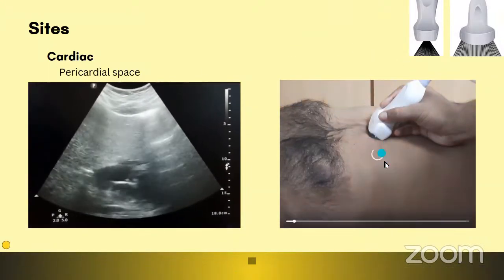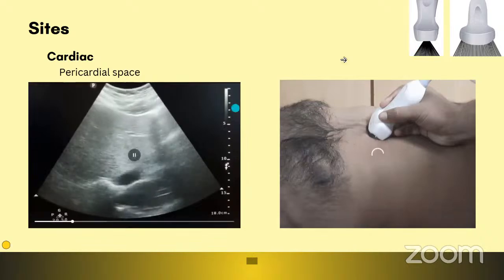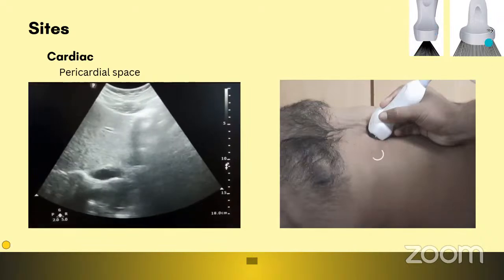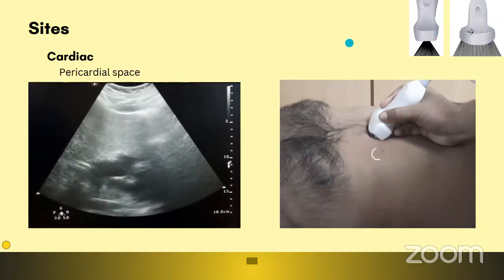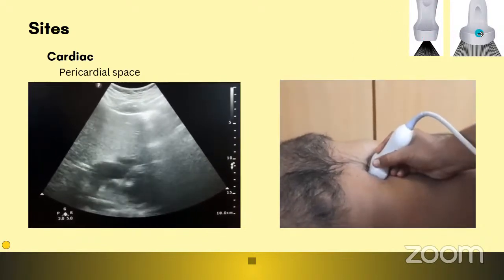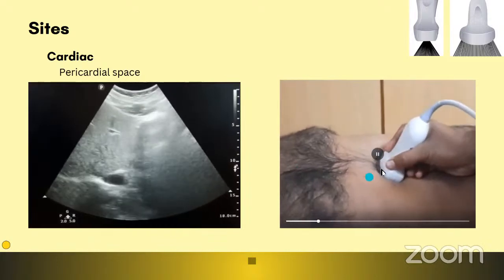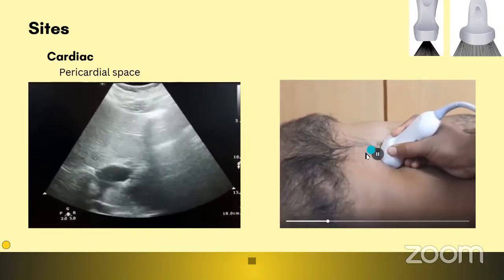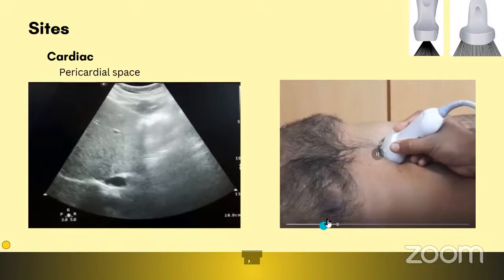So the possible probes which can be used here are the echo probe or curvilinear probe. There are places where the echo probe won't be available. In that case, the curvilinear probe can be used. Since the heart is deep, that will be more preferred. Linear probe would just show superficial structures.